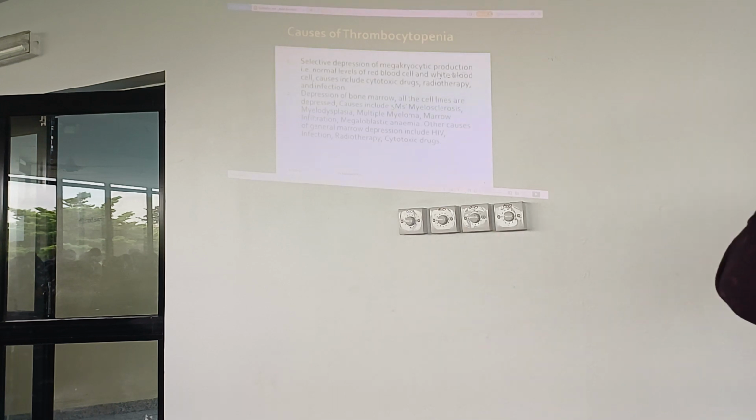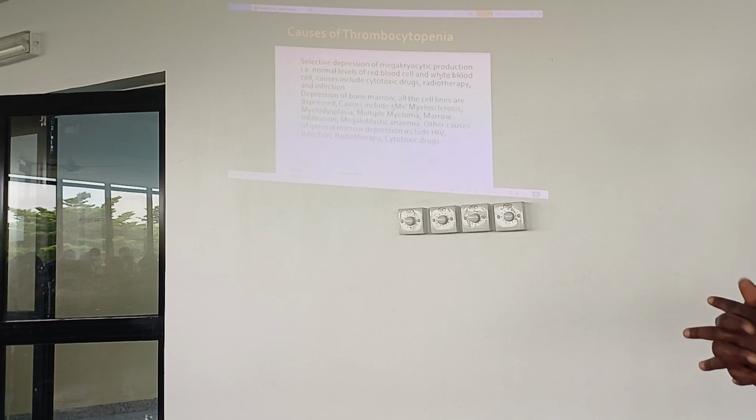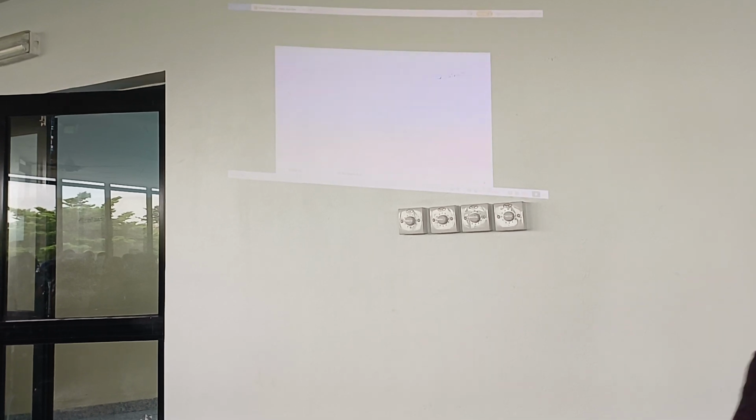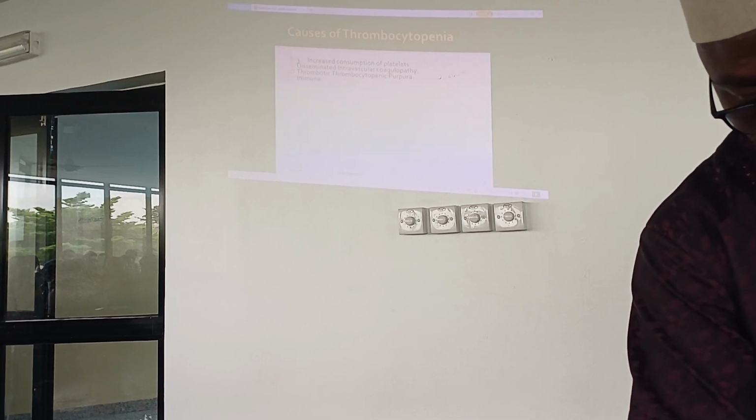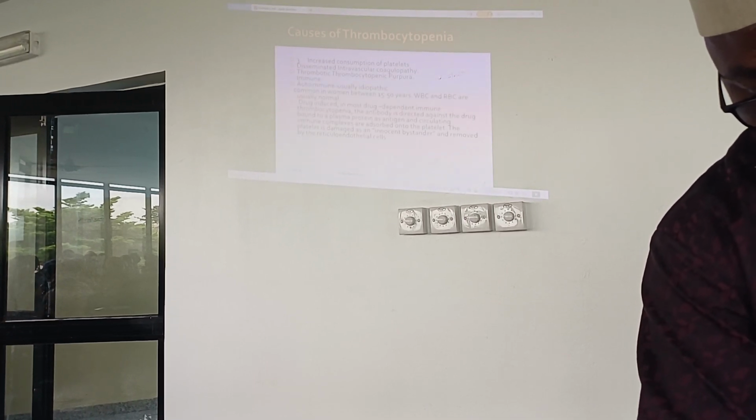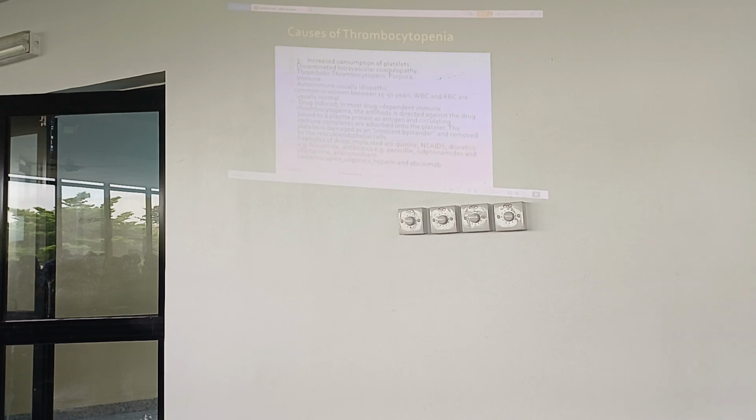So it's going to disturb thrombopoiesis, you know. So megaloblastic anemia can also be responsible for pancytopenia. Other causes of general marrow depression include HIV infection, radiotherapy, and cytotoxic drugs. So these are the causes of thrombocytopenia.